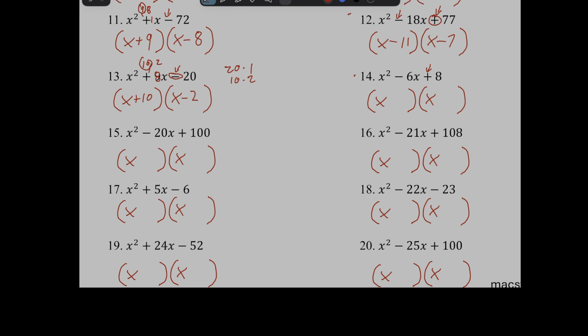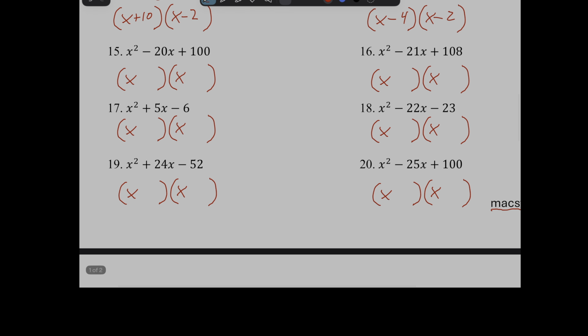Okay, so now here we go, 14. Third term positive, signs are the same. Take the sign of the middle, minus, minus. What multiplies to 8 and adds to 6? That would be a 4 and a 2.